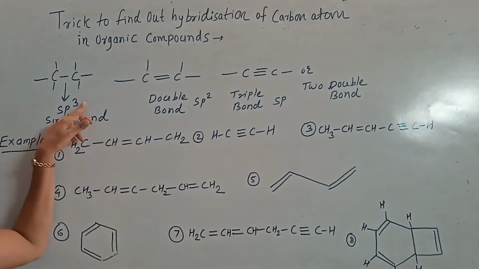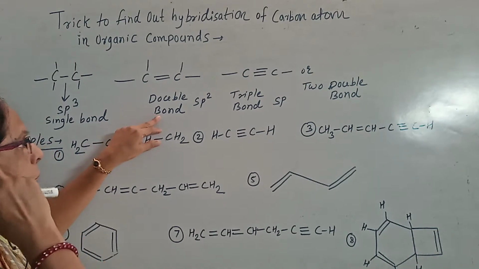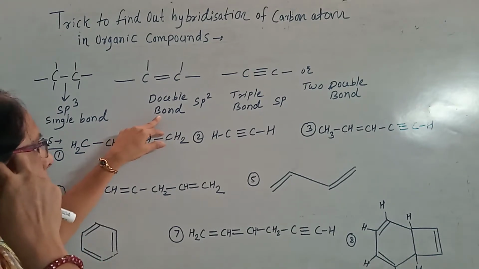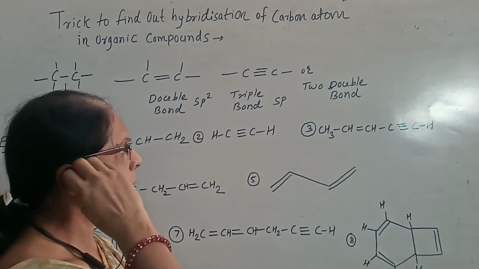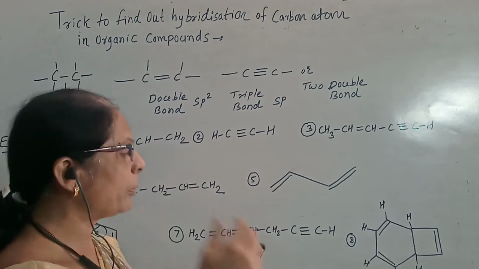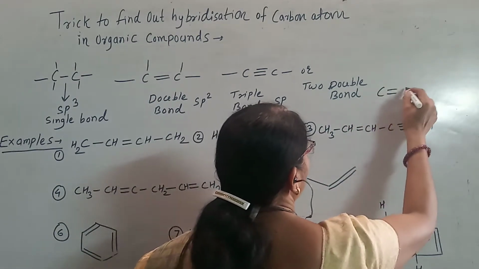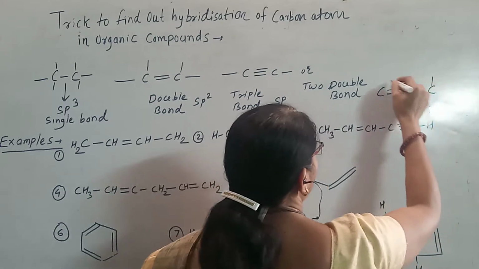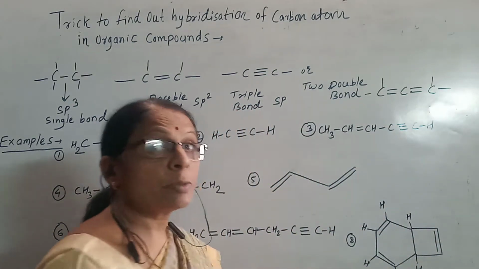Look here. When there is a carbon-carbon single bond, it indicates sp3 hybridization. When there is a carbon-carbon double bond, it indicates sp2 hybridization, and a carbon-carbon triple bond indicates sp hybridization. But remember, if the compound contains a carbon-carbon triple bond, then the hybridization is sp, as well as if there are two double bonds in a row like this. In that case also, there is sp hybridization.